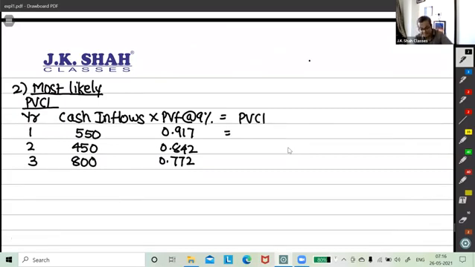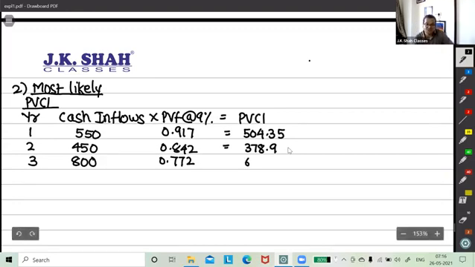$550 into 0.917 plus 504.35. 450 into 0.842 plus 378.9. 800 into 0.772 plus 617.6. The total is 1500.85.